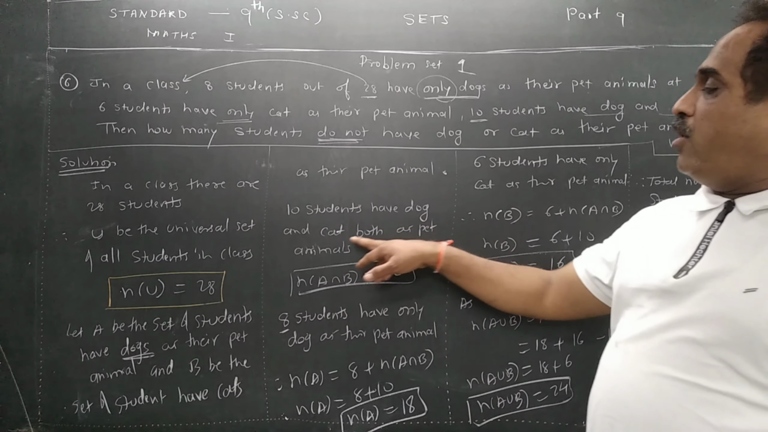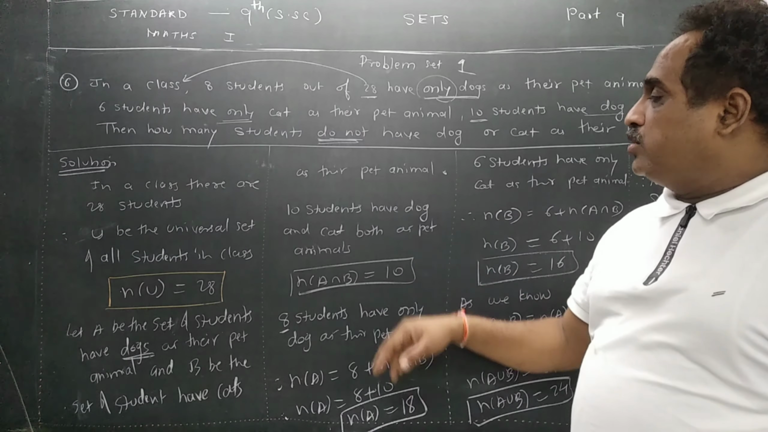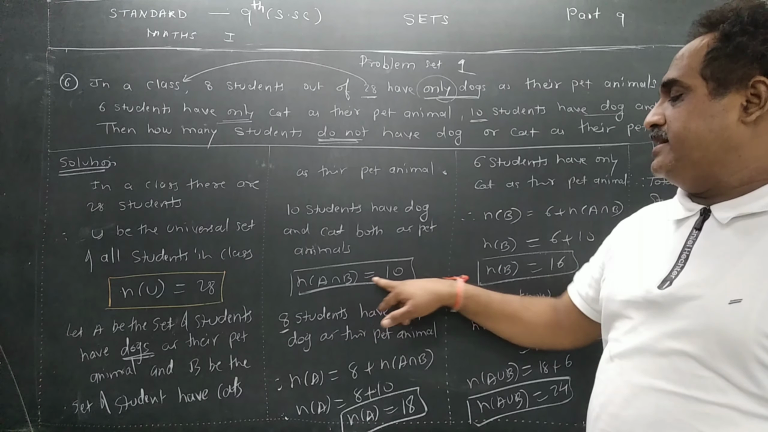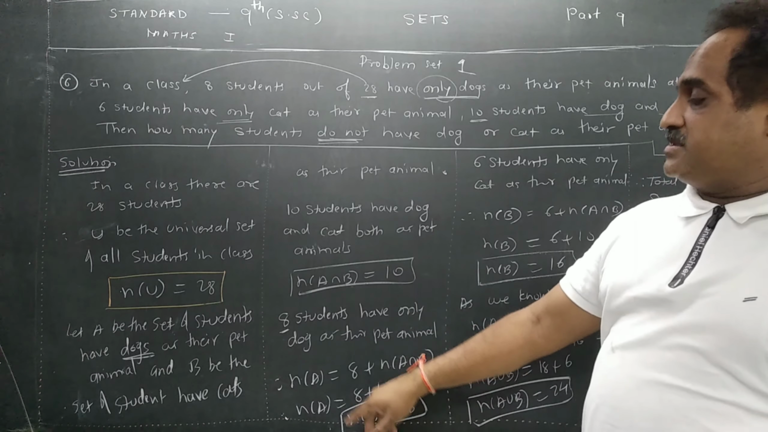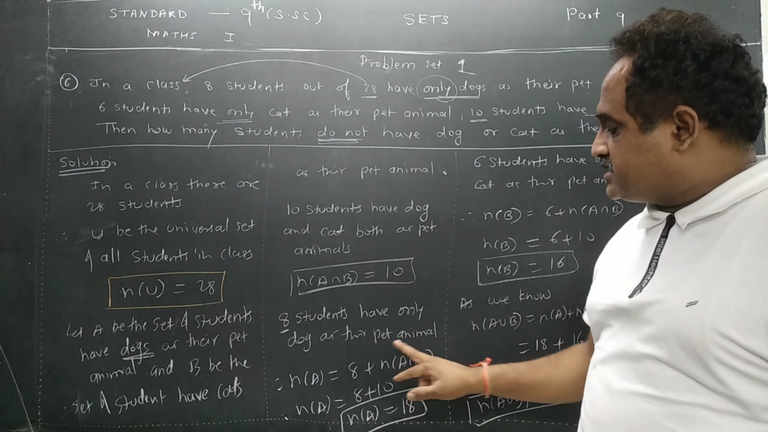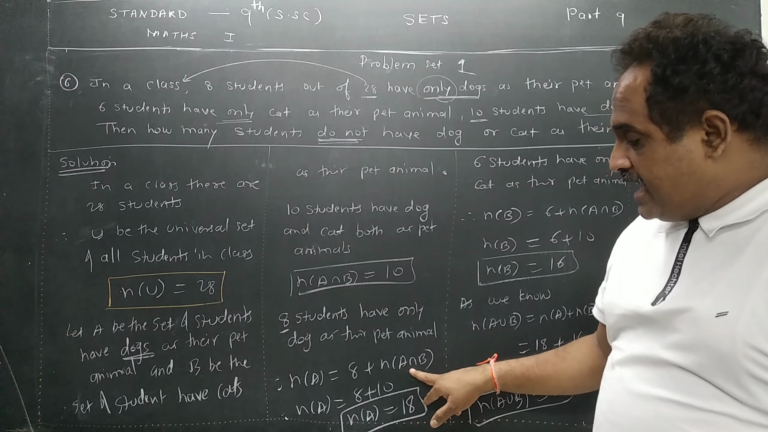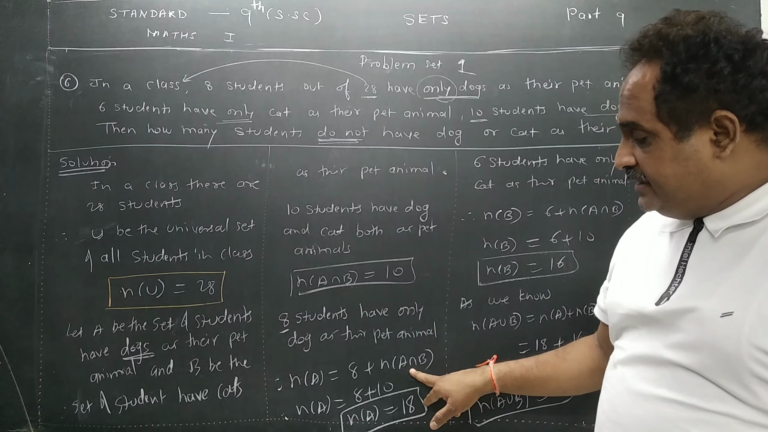And the 10 students have dog as well as cat, as both are pet animals. So dog as well, they have taken the intersection. Then you have to explain 8 students have only dog as the pet animal. So n(8) how much will it be? 8 is only dog and these are the students having dog as well as cat. So this will be added.